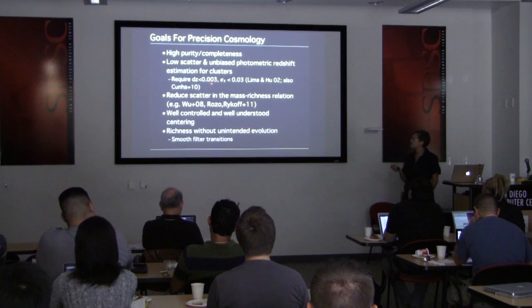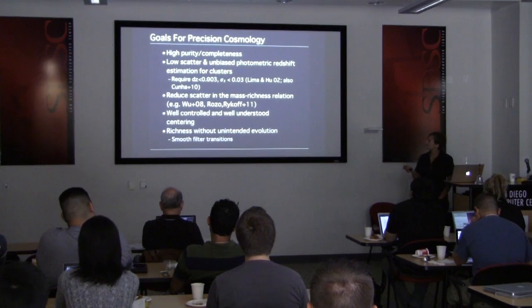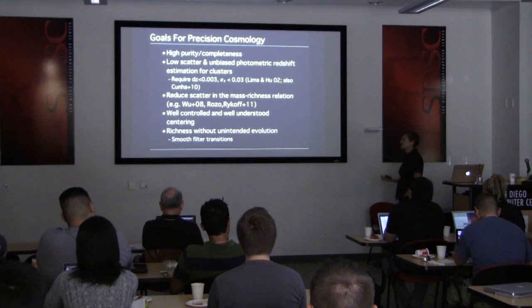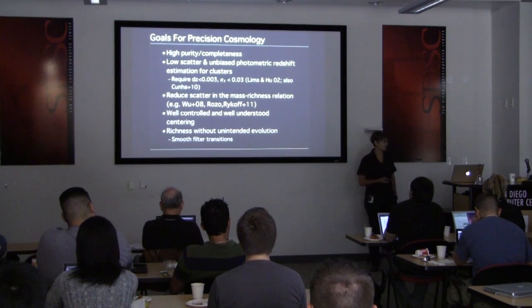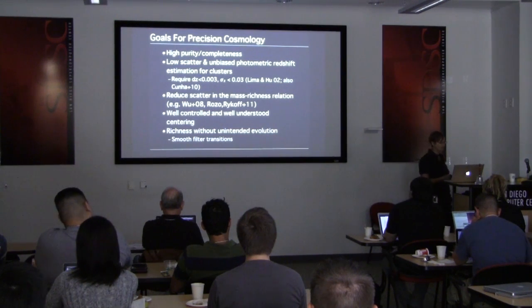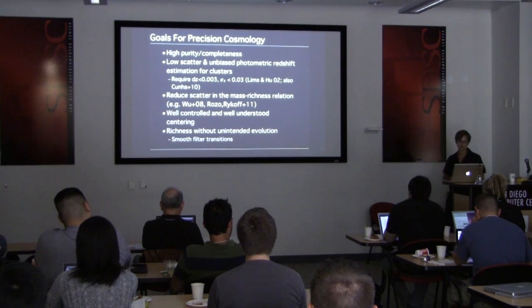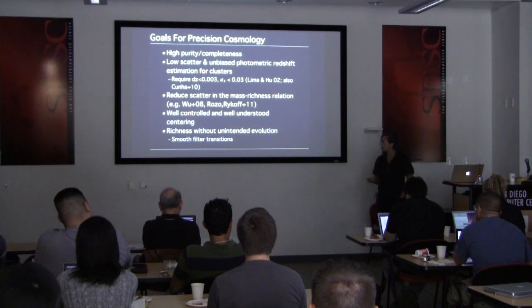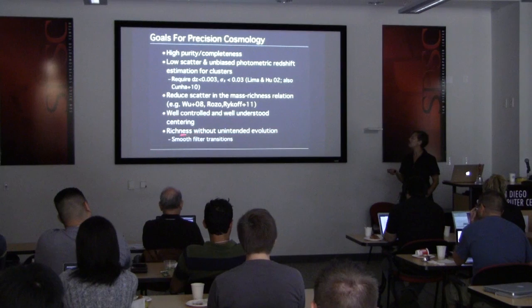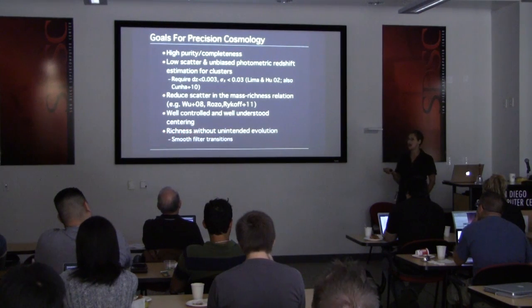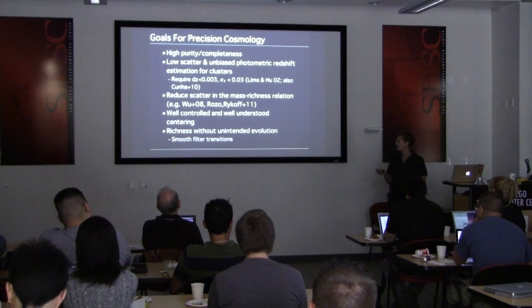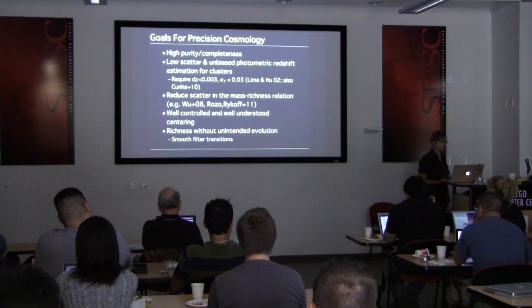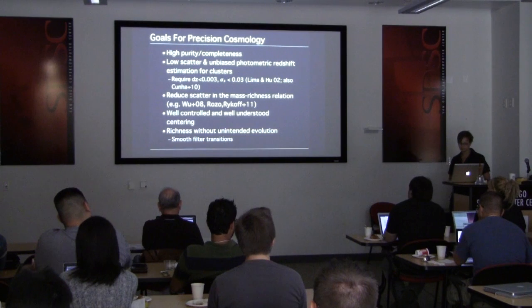You need to know the redshift to better than about 0.003 in the bias, and this is the scatter in the redshift that you need in the era of DES to not be impacted by these things. And you'd like to have as low scatter as you can in the mass richness relation, and you want to have well understood centering properties. Ideally, if we're now talking about optically selected clusters, you'd like to have some richness estimator that doesn't have evolution that you don't understand.